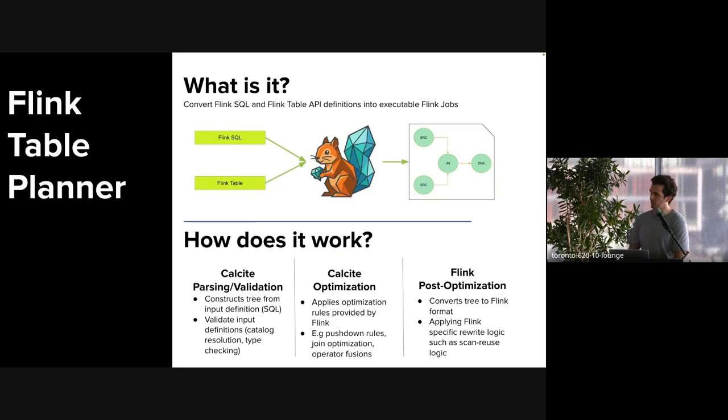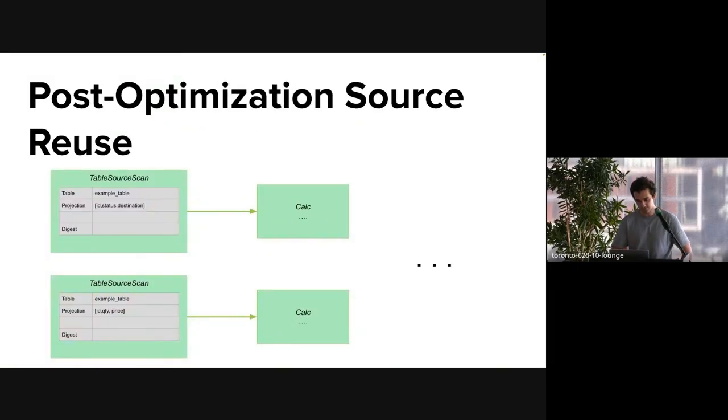What happens in the post-optimization step is it actually converts it from that Calcite format into a more Flink-friendly format. As part of that, Flink looks through the tree and will determine where sources can be combined and essentially reused as an optimization. So for this FLIP and this presentation, the part we are targeting is the post-optimization step. And I will talk more about that in the next one and how the scan reuse even works.